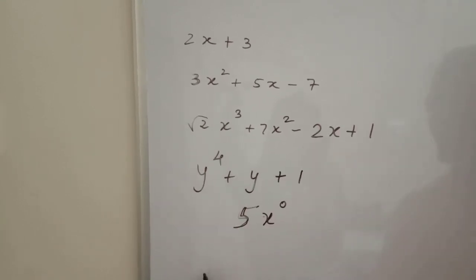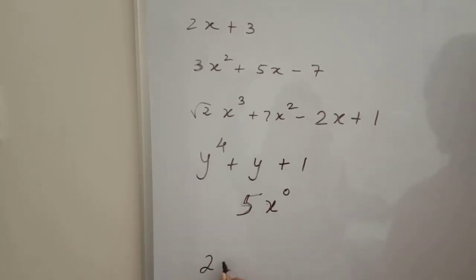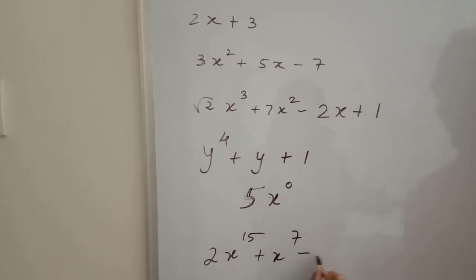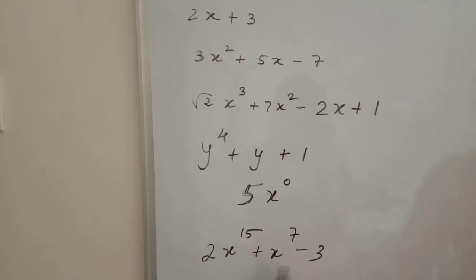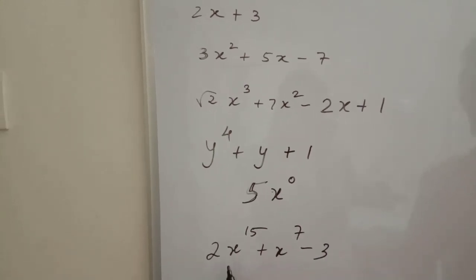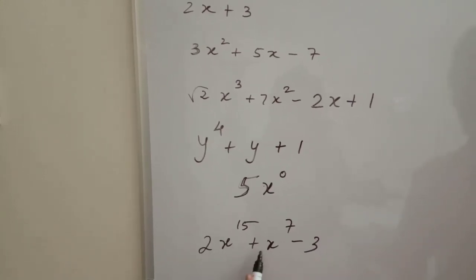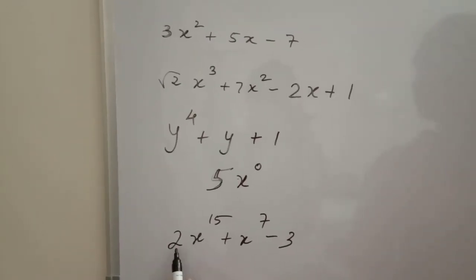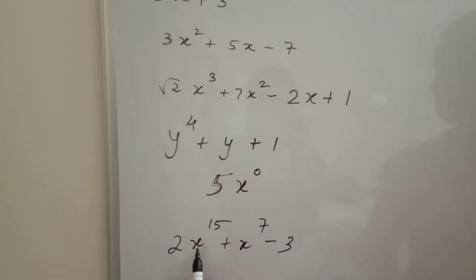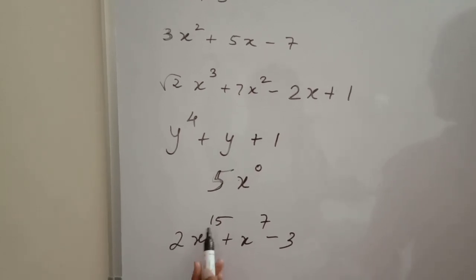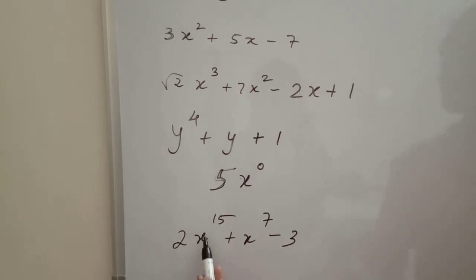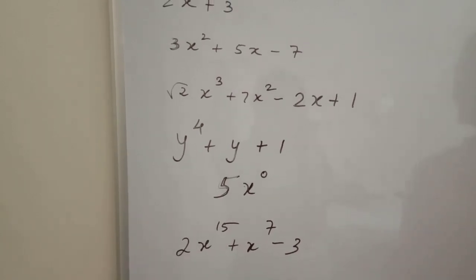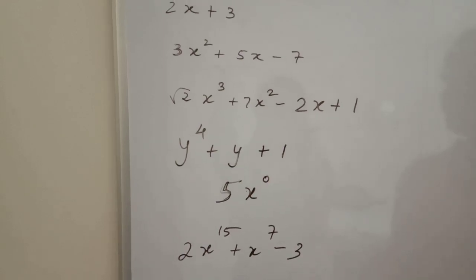Now the question is, suppose I take the polynomial 2x raised to 15 plus x raised to 7 minus 3. Now what type of polynomial is it? It is a polynomial in one variable and the variable is x. We will say this is a polynomial with degree 15. So the highest power of the variable is called the degree of the polynomial. So I think polynomial is clear to everybody.